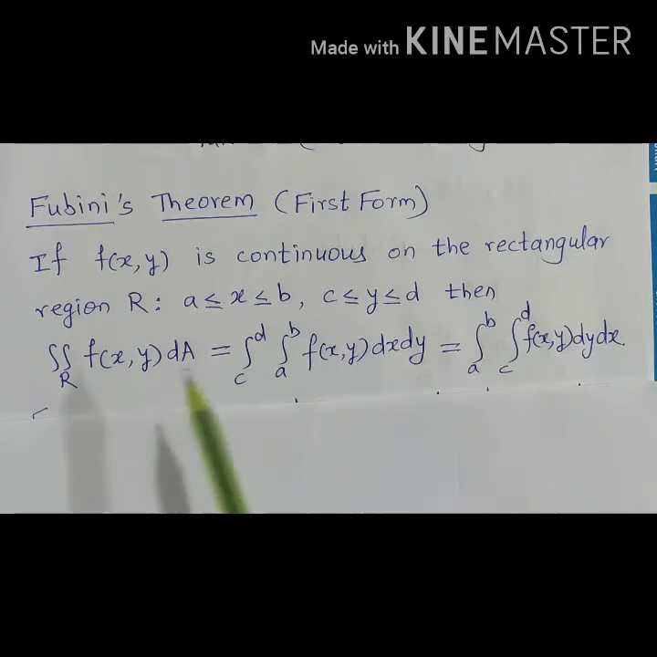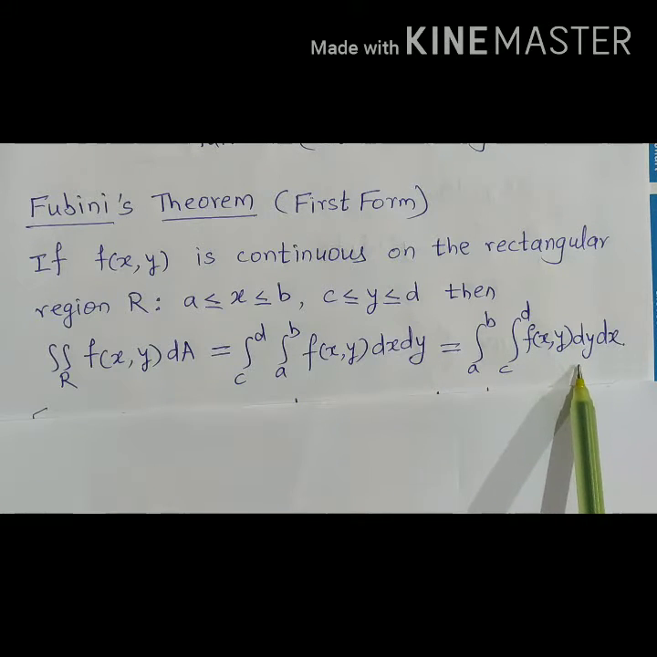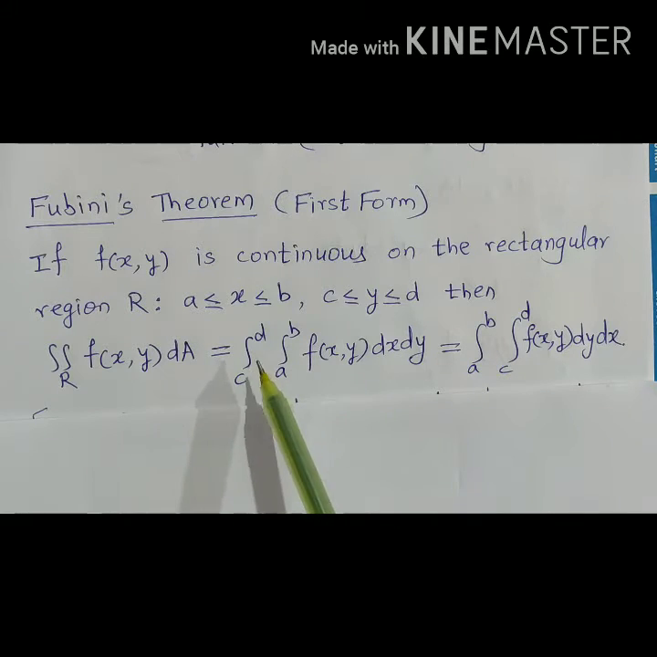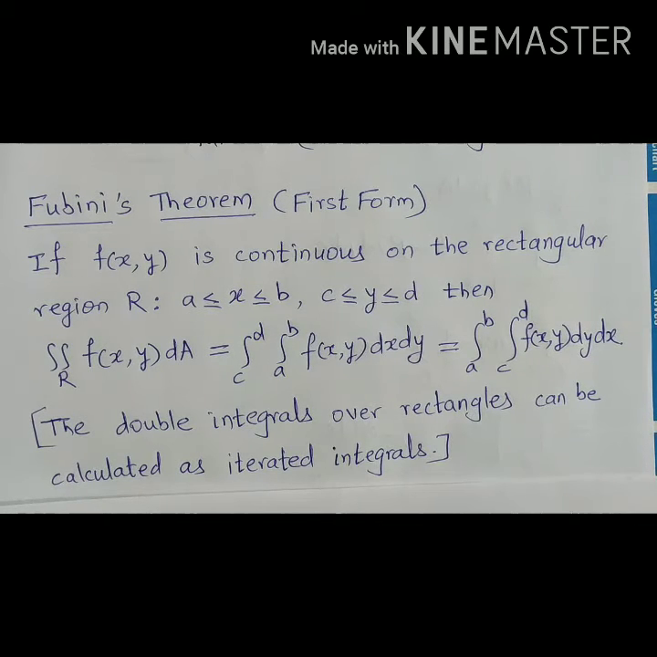What this equality means is the double integral can be written as iterated integrals. Either you integrate first with respect to x and then outside with respect to y, or first you integrate with respect to y and then outside with respect to x, the value remains the same. You get the same answer. This is Fubini's theorem. So the double integrals over rectangles can be calculated as iterated integrals. Iterated means one after the other.